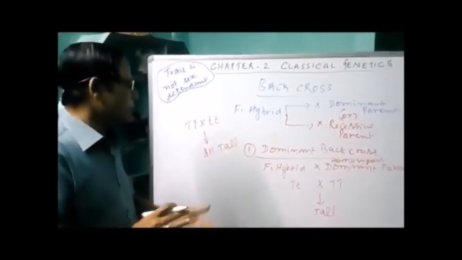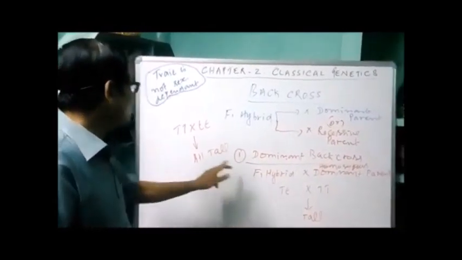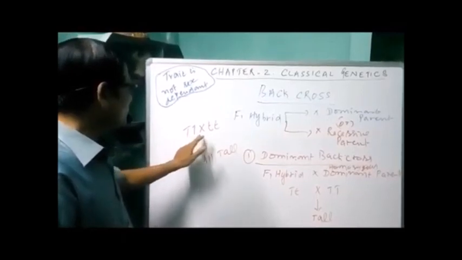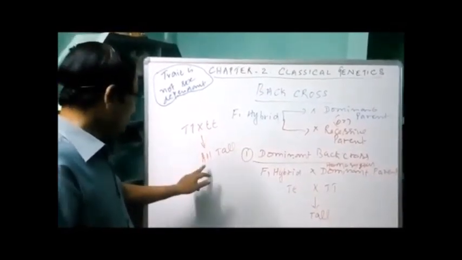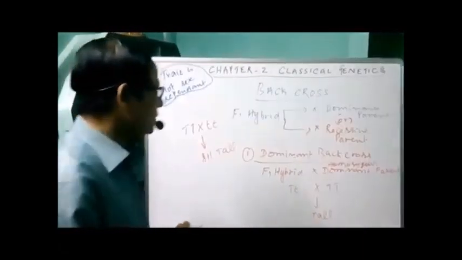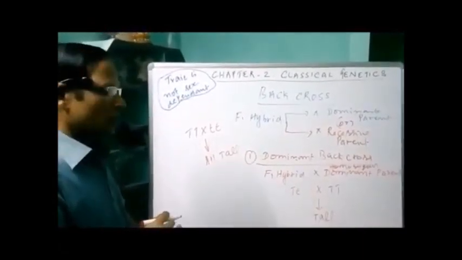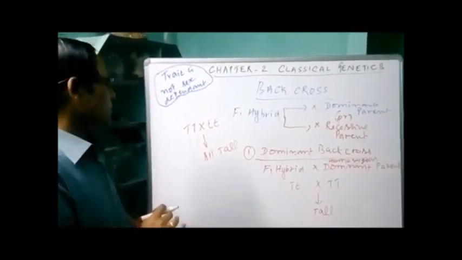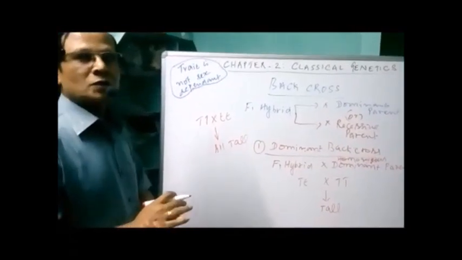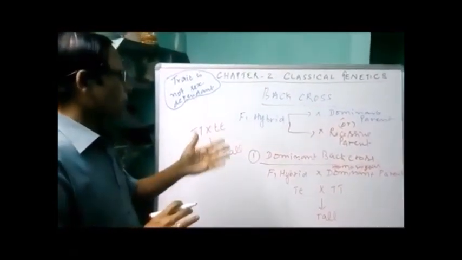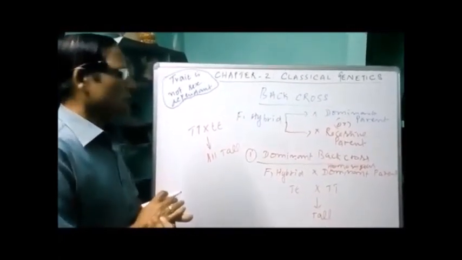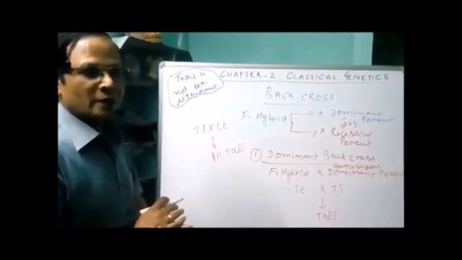But in the case of this dominant backcross, as it is similar to a normal monohybrid cross, a cross between purebred tall and purebred dwarf, we are getting all tall in the F1 generation. Here too we are getting tall. So we can say this dominant backcross is not used to find out the genotype of the dominant parent. So we have to go for another cross, that is called recessive backcross.